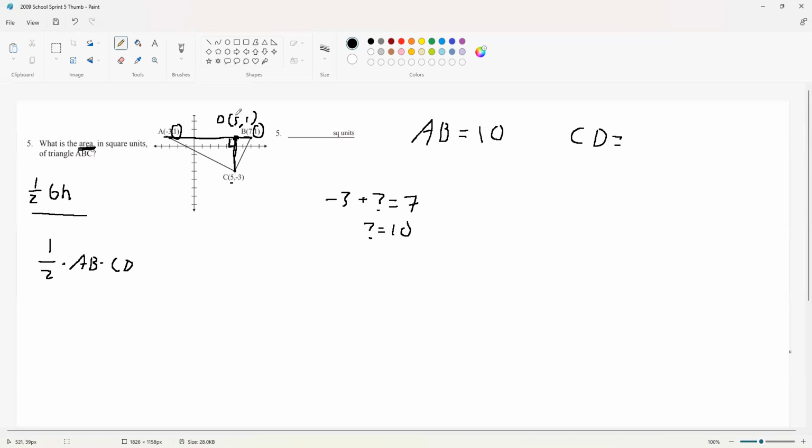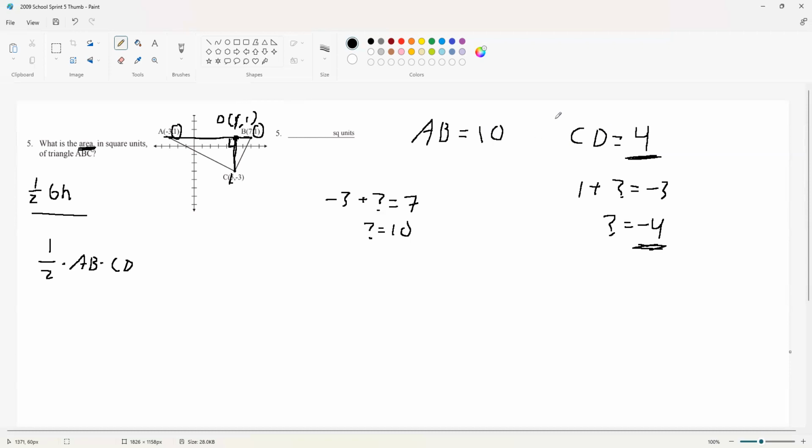We do the same thing for CD. This time, since the x values don't change, we can disregard our x values and only look at y values. We know 1 plus some unknown number is going to equal -3. We subtract 1 from both sides, and our unknown is equal to -4. However, since this is a distance, we can't have a negative distance. Therefore CD will just be 4, because that's the length of this line. If a particle is moving down 4, that would be -4, but since we're just talking about the length of the line, it has to be positive. You can never have a negative length.